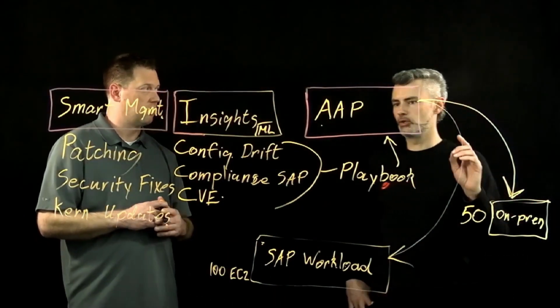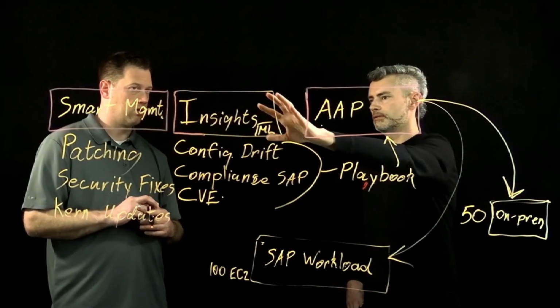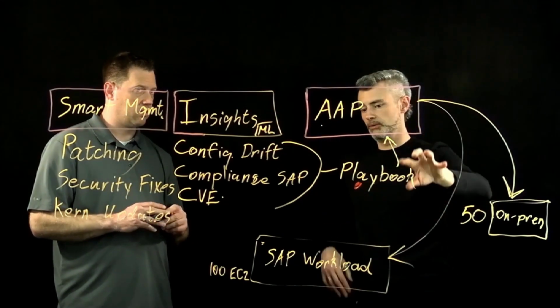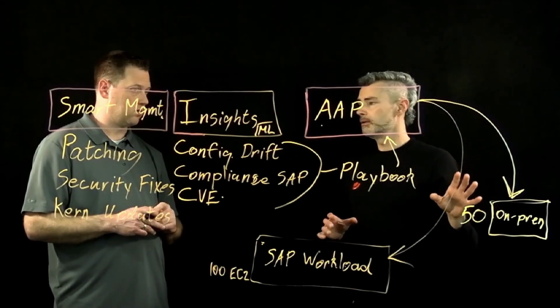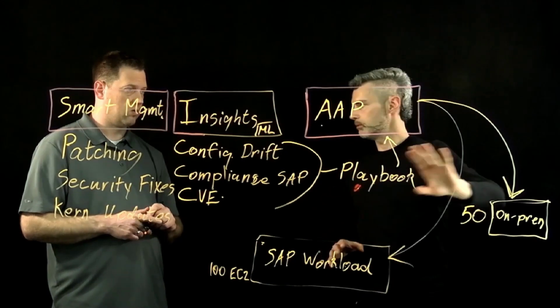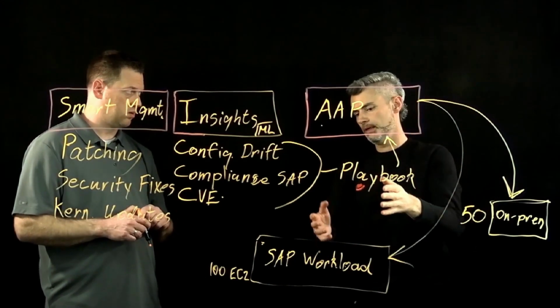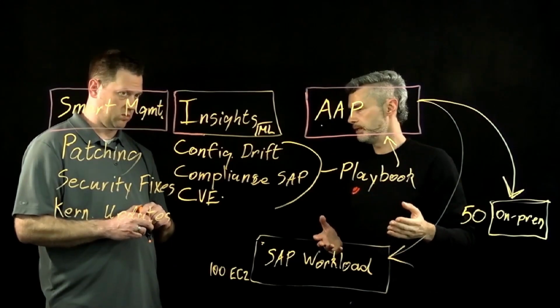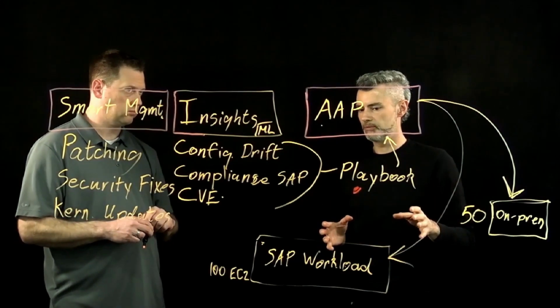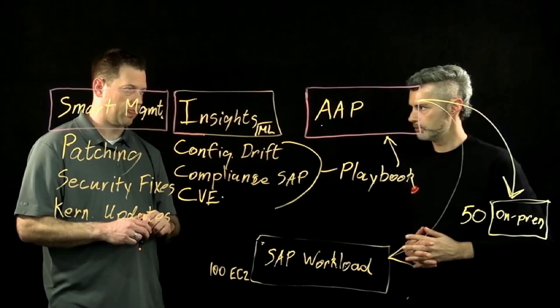Yeah, something that we need to keep in mind is that Insights and Smart Management will work only on RHEL machines, be it on cloud or on premise, but it needs to be a RHEL operating system, and for SAP systems it will be RHEL for SAP. But apart from that, the underlying infrastructure is exactly agnostic to Ansible.